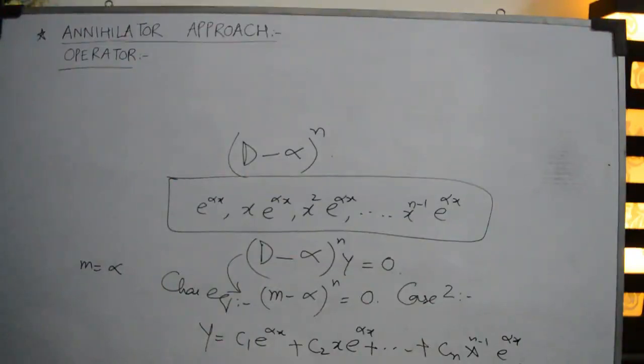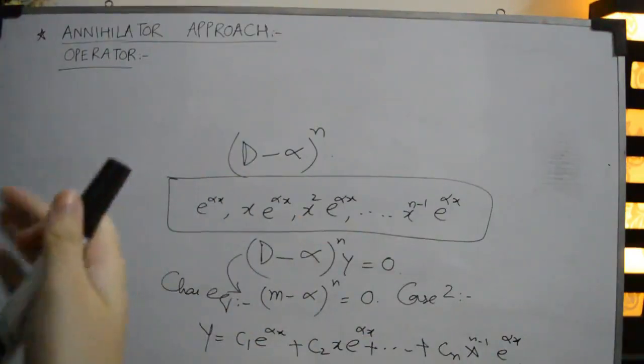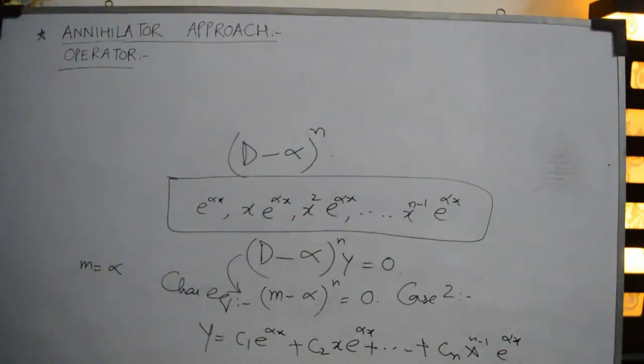So the solution is c1 e to the power alpha x plus, because it is the root again and again, n times, c2 x e to the power alpha x, and the last would be, up to and so on, cn x to the power n minus 1 e to the power alpha x. So it annihilates this type of combination. This is basically the proof that we can derive the annihilator operators among the equations that contain the exponential function.